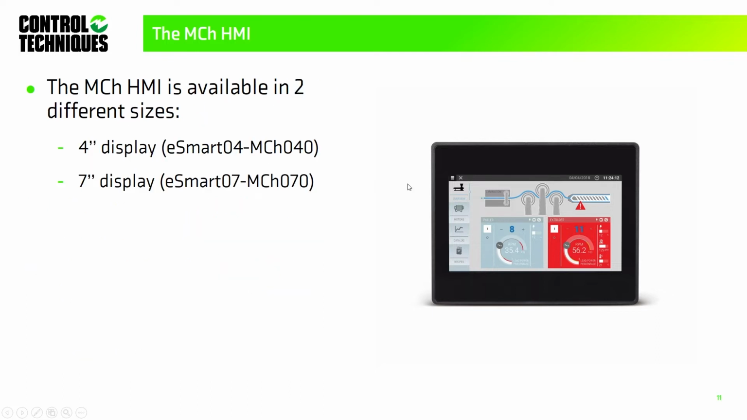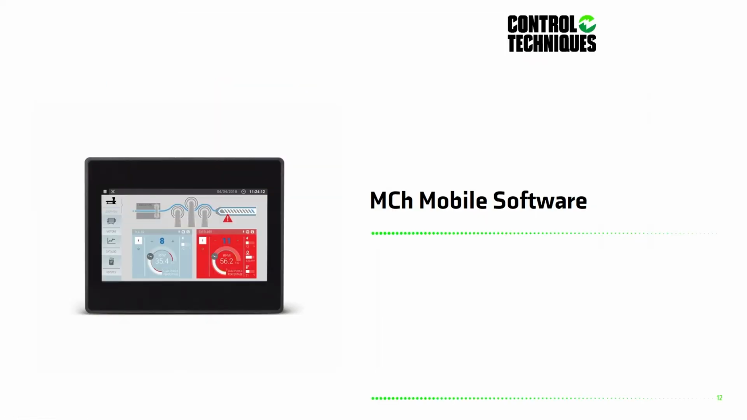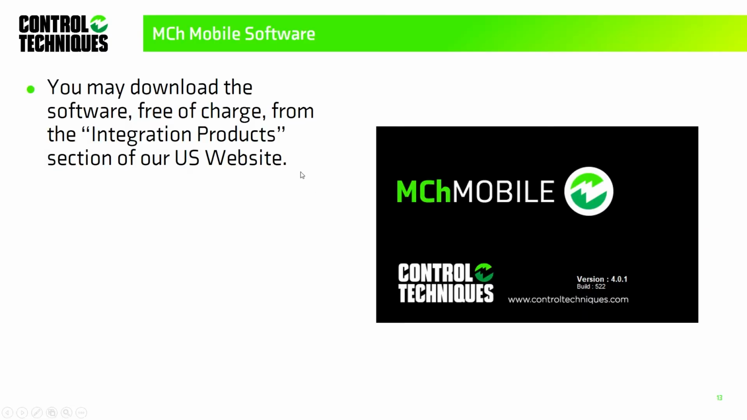This is available in 2 sizes, a 4-inch and a 7-inch. I'm using the 7-inch here today, but you can get it in either size. Now the software is called MCh Mobile software, and you can download this for free from the integration products section of our website. So that's what the splash screen looks like. Without further hesitation, I'm going to flip over to the software now, and let's have a look at what we're doing here.